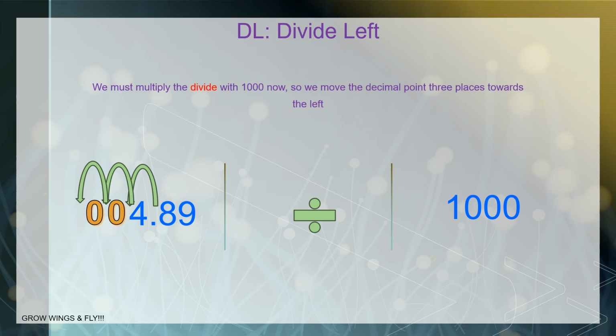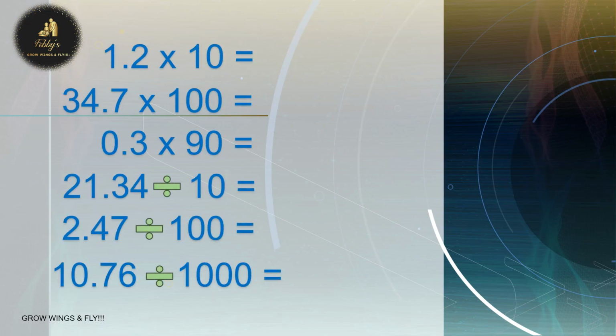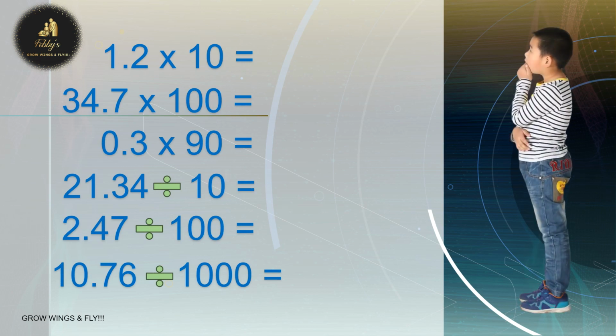Tell me the final answer, Mr. Febby said. So my answer is 0.00489. Perfect, you got the concept. Mr. Febby, can I try the questions that you gave me in the beginning? Sure, go ahead. Abel had a look at the questions.